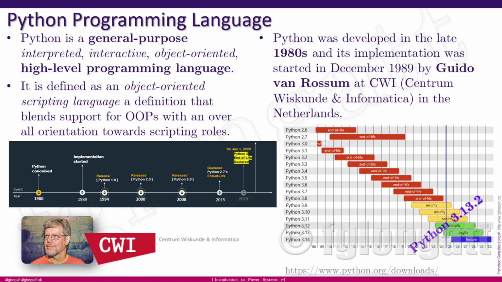So for that reason, it can be used for many applications. Probably the most famous application in modern times is data analytics and machine learning. But it can be used for many other things like web page design and so on. One of the interesting things is that the Python programming language is interpreted.